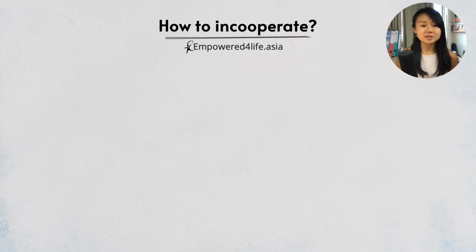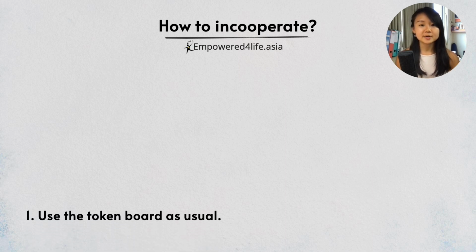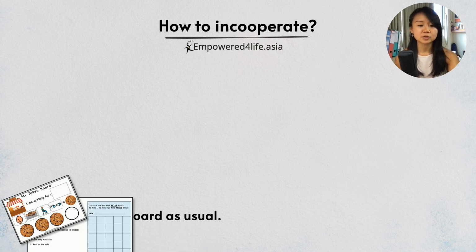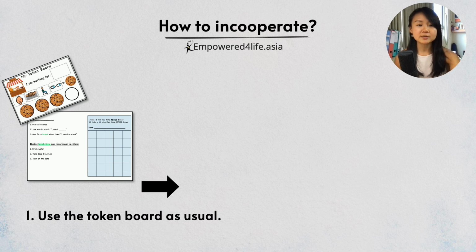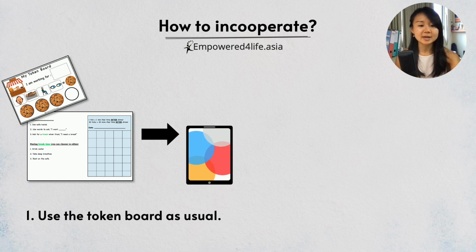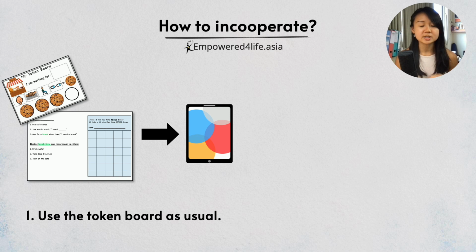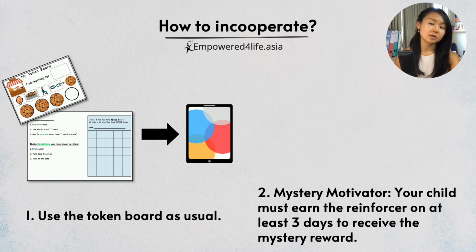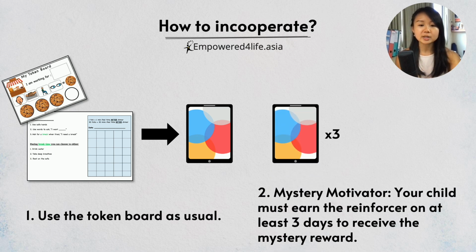Let's jump right into how we can incorporate our mystery motivators with our token bot. First, we just use our token bot as usual. So if you can see over here, if your child is promised iPad time after receiving X amount of tokens, then stick with that once they receive the number of tokens that they need to get their iPad time. Now, here's where we add the mystery motivator in. So we introduce a new rule. You can tell your child, okay, if you earn your iPad time 3 days in a row, you can unlock a mystery motivator at the end of the week.